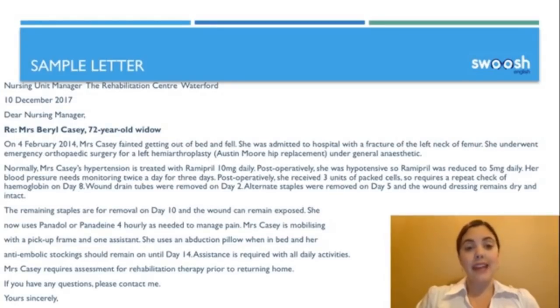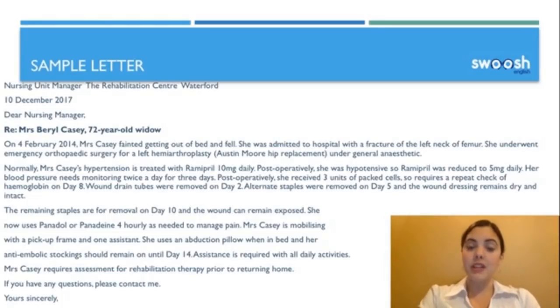The structure and layout is very clearly a letter. In this case, it is a discharge letter to the nursing unit manager. And the spelling, punctuation and grammar is all excellent. So this would have achieved a 5 in all areas of the marking criteria, and essentially is the kind of standard you are trying to aim for in your exam. So let's look at it together.